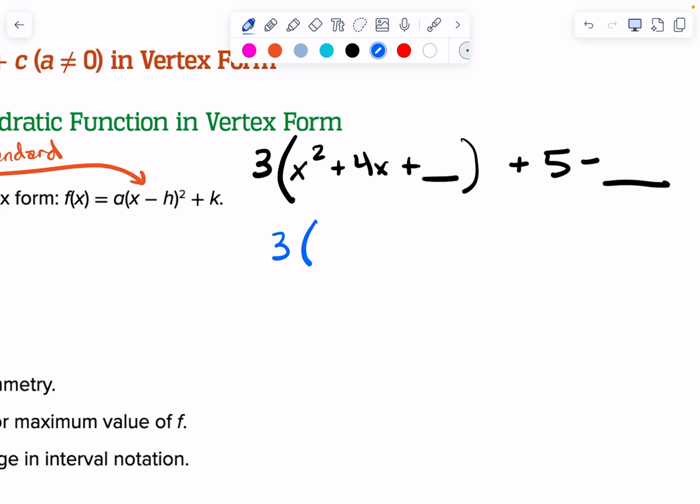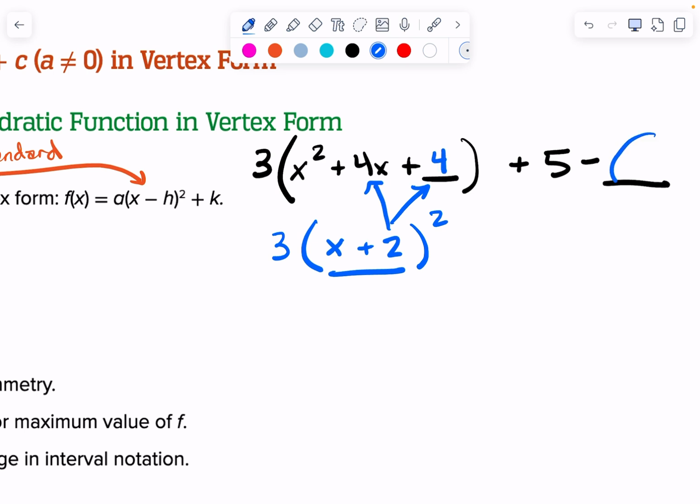The 3 is just gonna chill. Okay, what goes in here? Oh yeah, 2. Right? X plus 2, right? X plus 2, because 2 plus 2 gives me 4, but what's 2 times 2? 4. Also 4. All right.